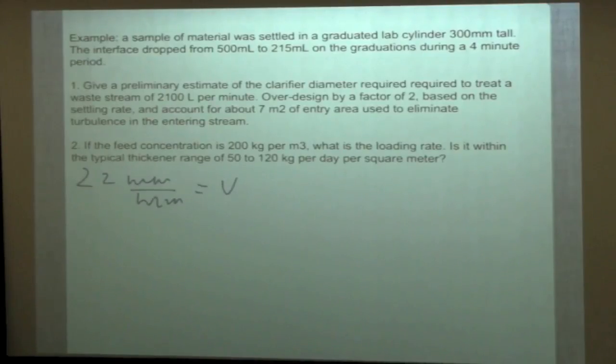Now I would like to calculate what the area is. So we've got that formula A is equal to Q times C0 divided by the flux. And the flux is equal to C0 times V. Okay, so what information do we have here? Do we have Q, C0?